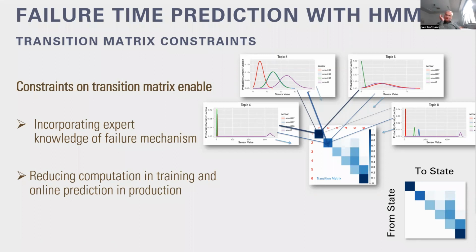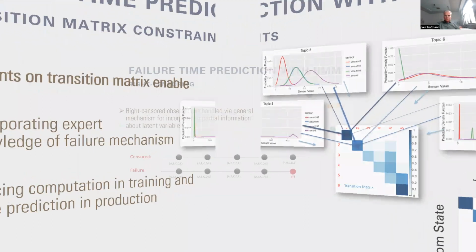And now what is so cool about it? As an engineer, you can incorporate your knowledge. You can decide, no, there is no transition from this and that state, because we know it does not happen. That also helps you in the calculation, because it accelerates your calculation. You have to calculate less, right? You have less computation time.